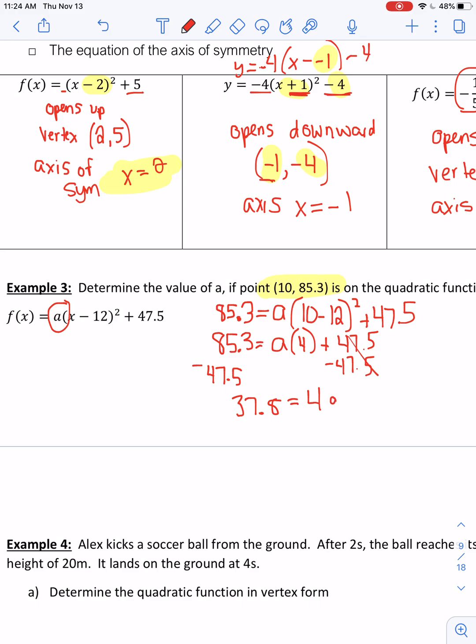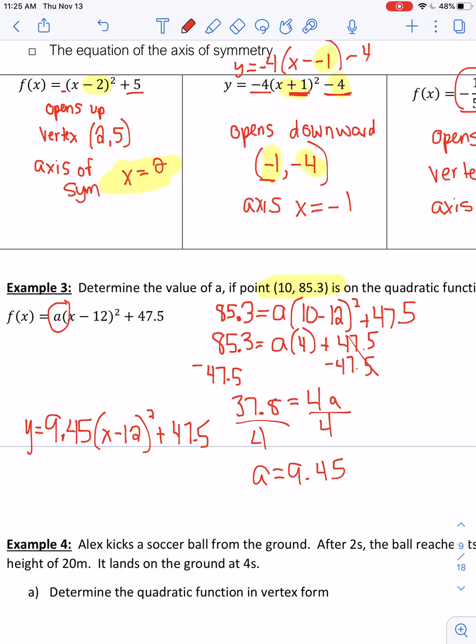And then I'll divide by 4 to get a by itself. And that gives me 9.45. So then my final equation, a is 9.45 bracket x minus 12 squared plus 47.5. There we go.